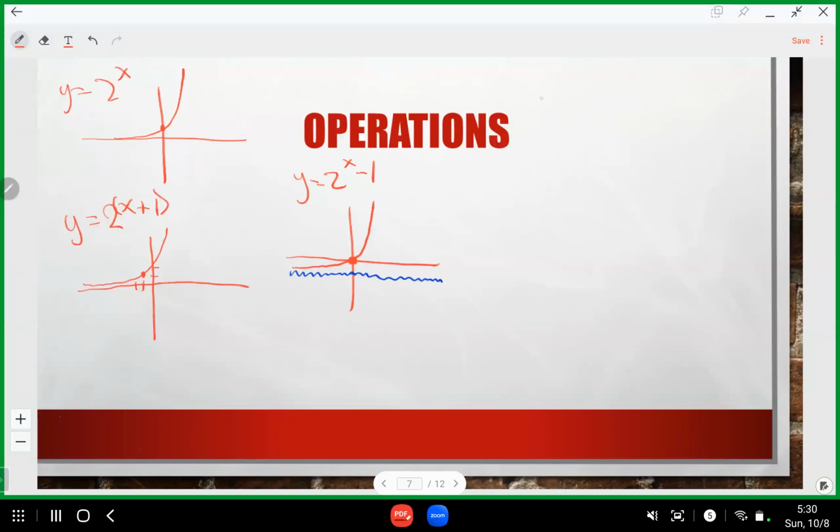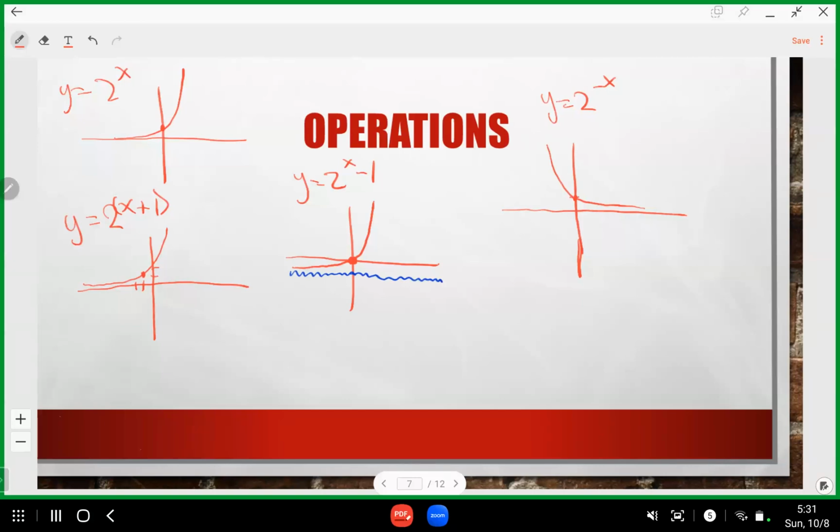Now, another one here is y is equal to 2 to the negative x. So again, this affects domain. That means we are reflecting about the y-axis. So that means our reference point is still 0, 1. However, you're starting from here, and the graph is going to look like this.